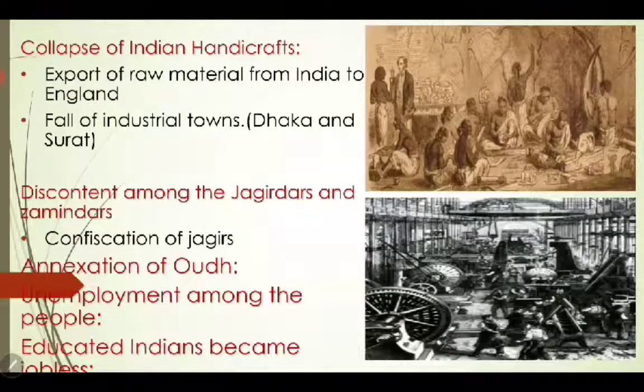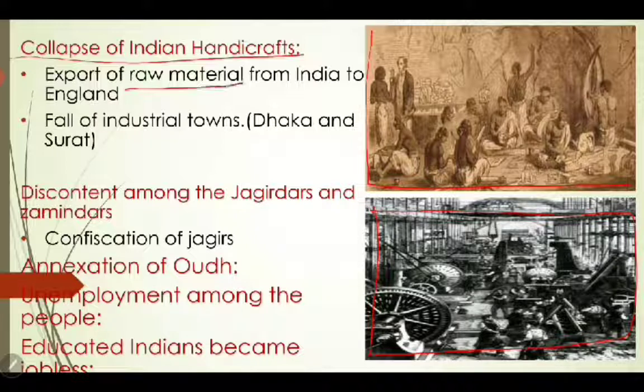So next one is the collapse of Indian handicrafts. In the first picture, you can see the Indian artisans working. And in the second picture, the British people are working. So now, collapse. In order to work, the artisans need raw material. But raw material was taken to England. It was exported to England. And our artisans had no raw material, no employment. So this was one of the reasons for the fall of industrial towns, especially Dhaka and Surat.